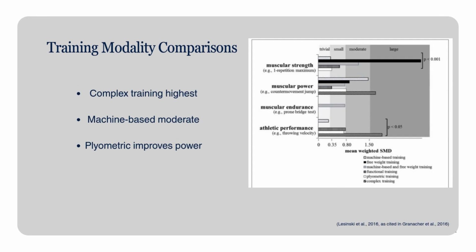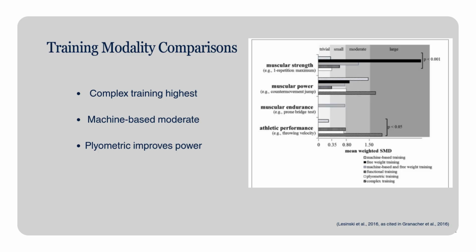In Figure 5 of Granacher in 2016, it compares training modalities. As I point here, you see that complex training yields the highest effects because it blends mechanical load and explosive movement, which together stimulate hypertrophy and neural refinement. Pointing to this middle set of bars here, we have the machine-based training.